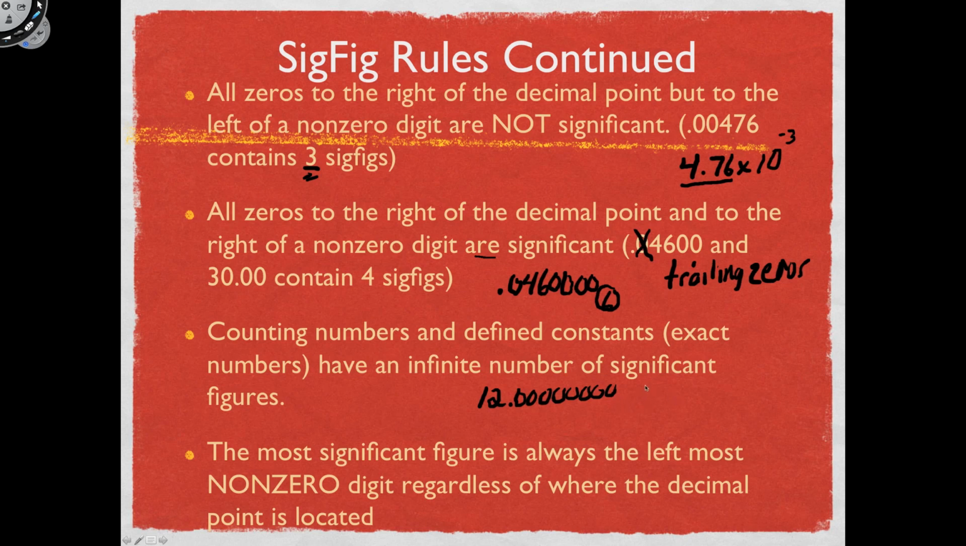What's a defined constant? Well, a defined constant would be something like 1 meter equals 100 centimeters. There is exactly 100 centimeters and exactly 1 meter. I could write 1.0 here. I could write 100.0. That is a defined constant. There's exactly 12 feet.